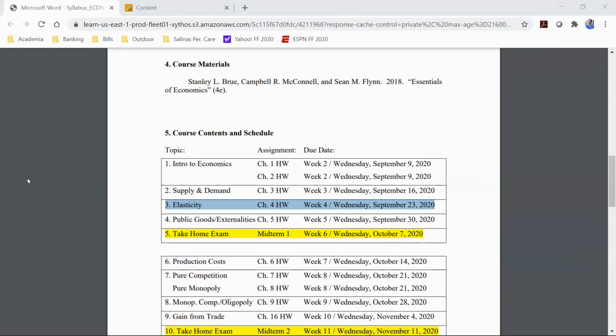Okay, so today we're going to do chapter 4, which is on elasticity. You've probably heard of this concept in economics, but it's pretty important, and it's one of the key chapters in microeconomics. So let's go ahead and get started on chapter 4.